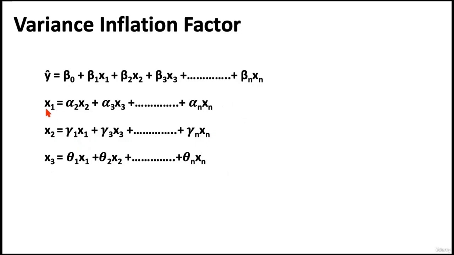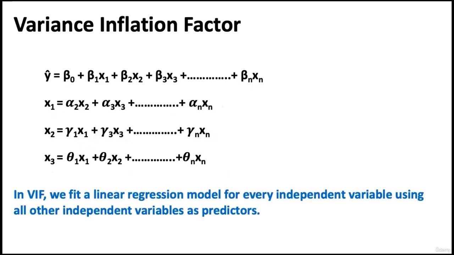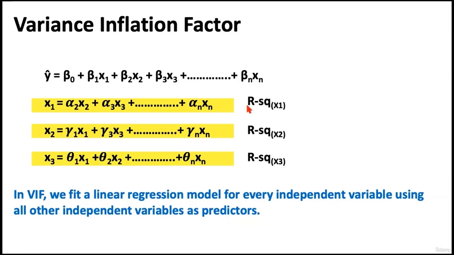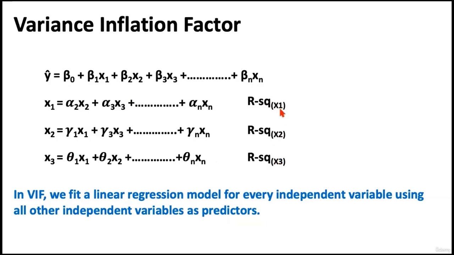Now, from regression, you know, for each of these equations, you can find out an R square value. So, in VIF, we fit a linear regression model for every independent variable using all other independent variables as predictors. Now you can imagine for each of these linear equations, we can always find an R square value. Let's say the first equation has an R square value for the prediction of x1. The second equation has an R square value for the prediction of x2, so on and so forth. Once we get these R square values, we can easily get the VIF.